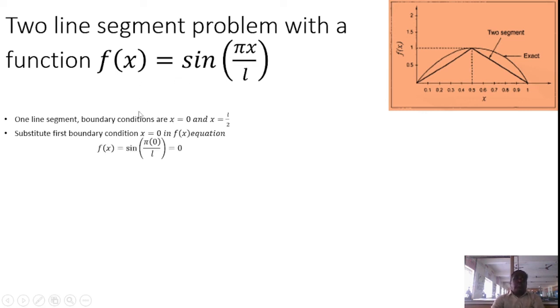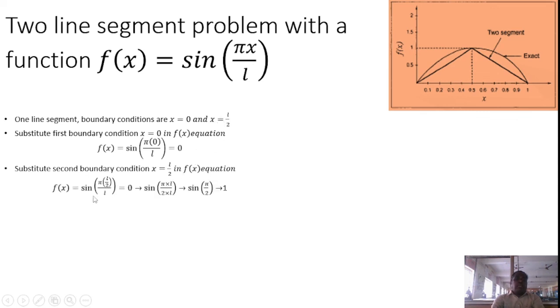After that we can move to the second line. Substitute the first boundary condition, x equal to 0, in the f of x equation. We get 0 as in the previous slide. If I substitute the second boundary condition, x equal to L by 2, in the f of x function, we get sin pi into L by 2 as x divided by L. Pi into L divided by 2 into L. I can cancel both the L in the denominator and the numerator and get sin of pi by 2. Sin 90 degrees is equal to 1. So the solution for the first line is f of x equal to 0 at its start and 1 at its end.